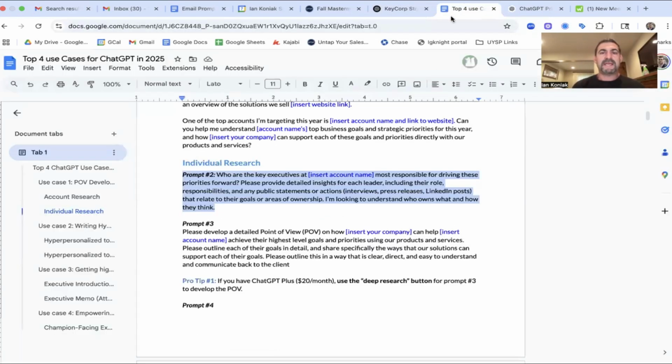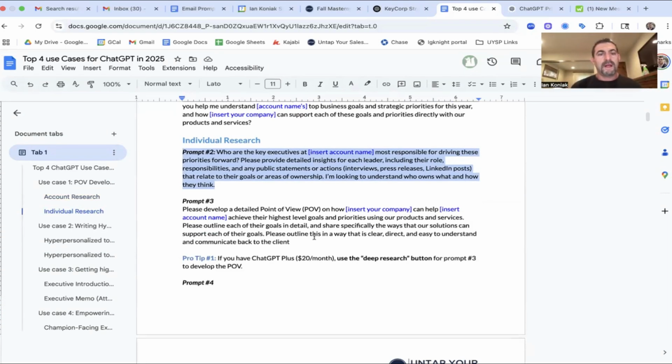But for me, I'm just going to keep going through the prompts. It's important to do these in order, really important to sequence these in order. The next thing is the point of view development. This is where we do the deep research. Okay, you need to use the deep research functionality. So please develop a point of view on how your company can help them achieve their highest goals and priorities using our products and services.